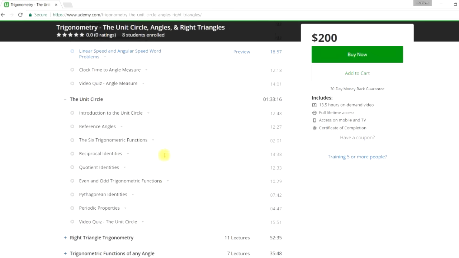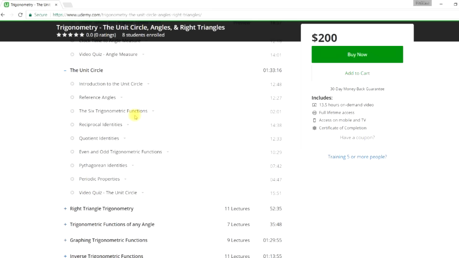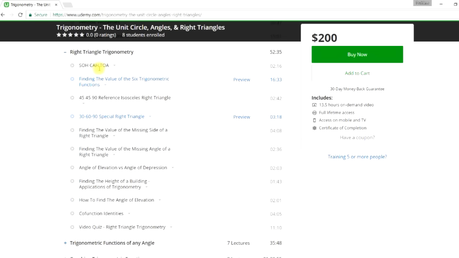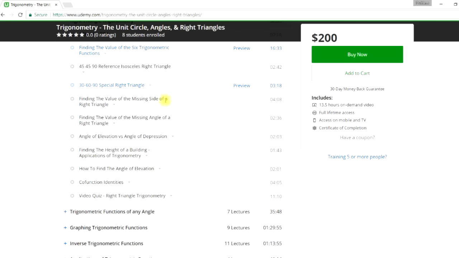The next section is about the unit circle, the 6 trig functions, sine, cosine, tangent, secant, cosecant, cotangent, and also reference angles as well. After that you have right triangle trigonometry, things like SOHCAHTOA, the special right triangles like the 30, 60, 90 triangle. You need to know that so you can evaluate sine and cosine functions without using a unit circle. Next, I'm going to talk about how to solve angle of elevation and depression problems, and just solving the missing sides of right triangles.